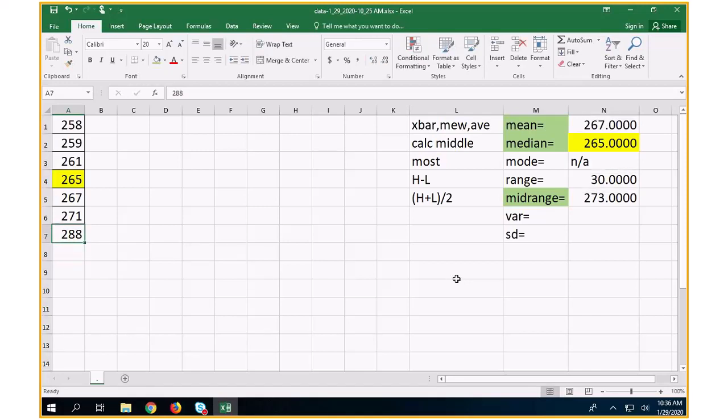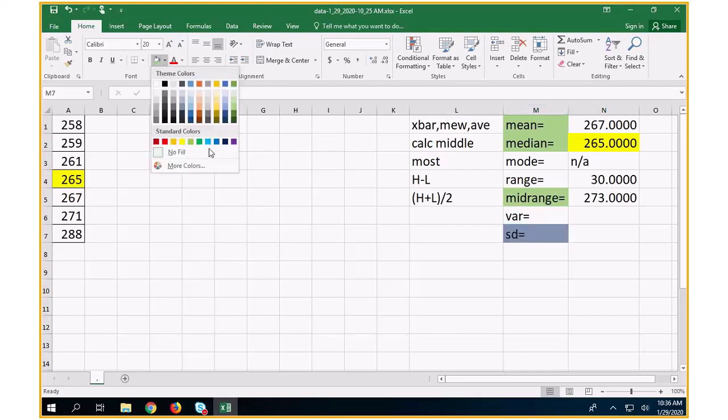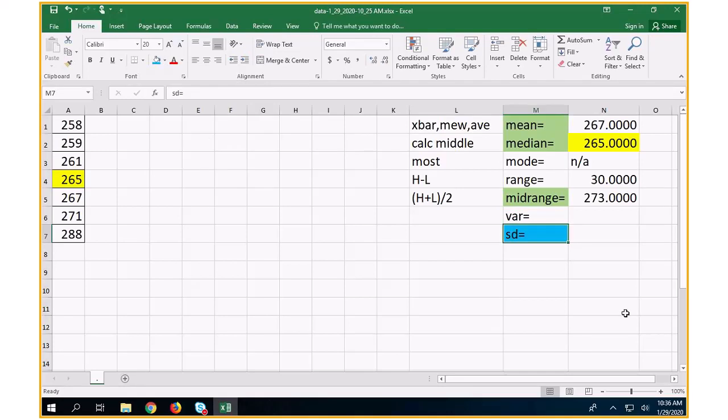Now, I really don't care about the mode, and I really don't care about the range. But the other numbers are very important, and standard deviation is very important. I'm going to color that one aqua because that one's important. Those highlighted numbers right there are very important for the rest of this semester.